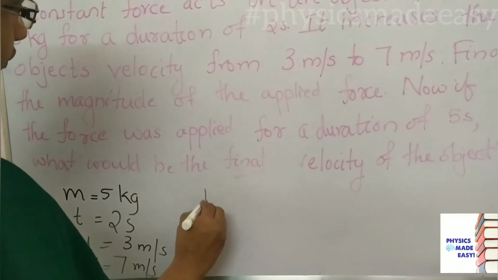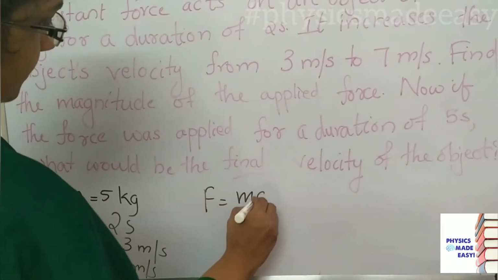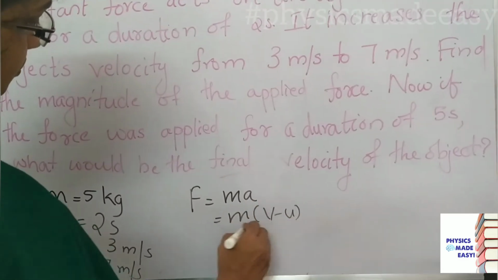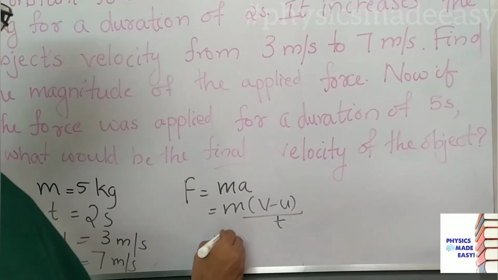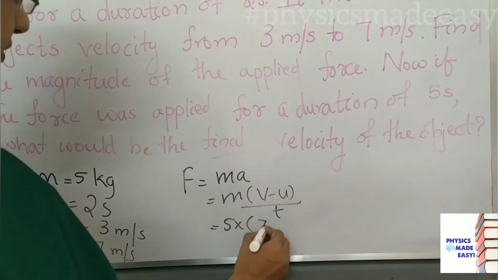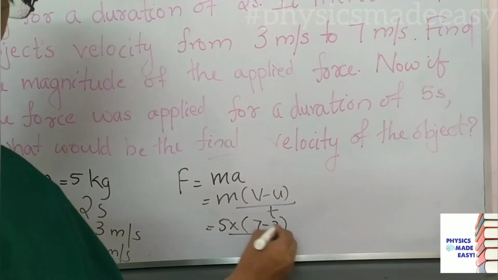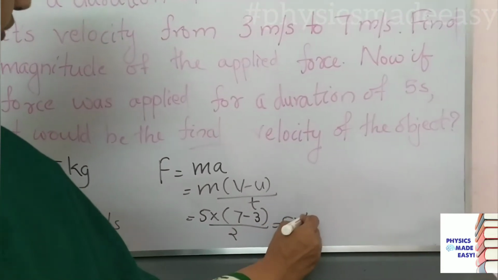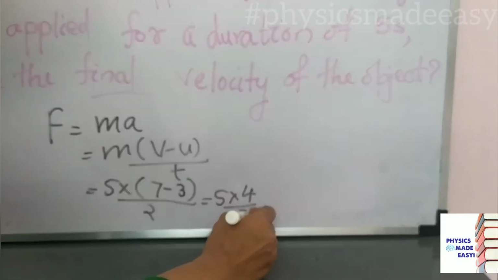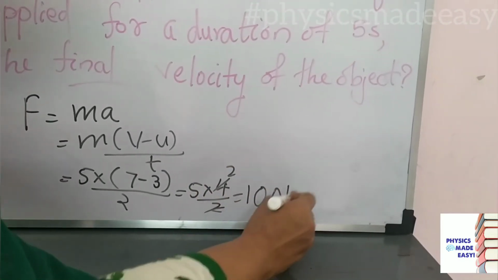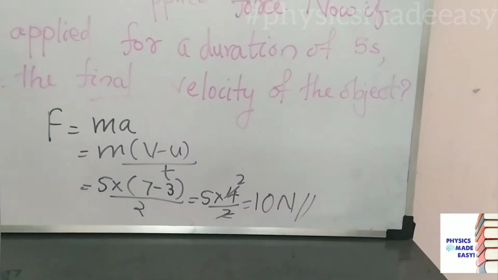You know children, force is equal to m into a, that is equal to m into (v minus u) divided by t. Then 5 into (7 minus 3), the whole divided by 2. Then you will get 5 into 4 divided by 2. This you can cancel. Then you will get 10 Newton. This is the applied force.